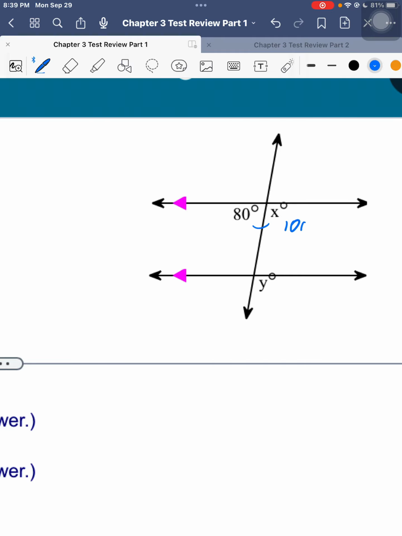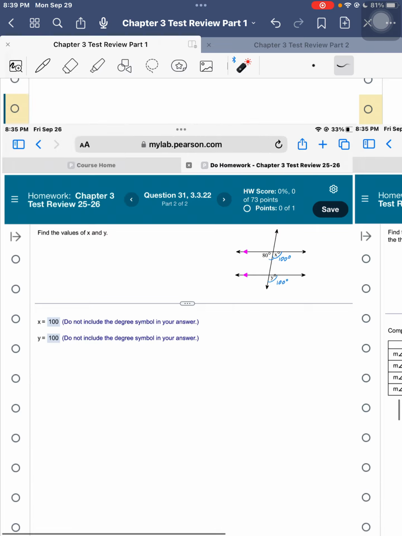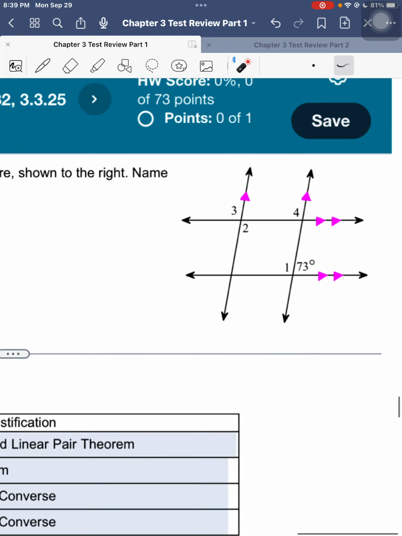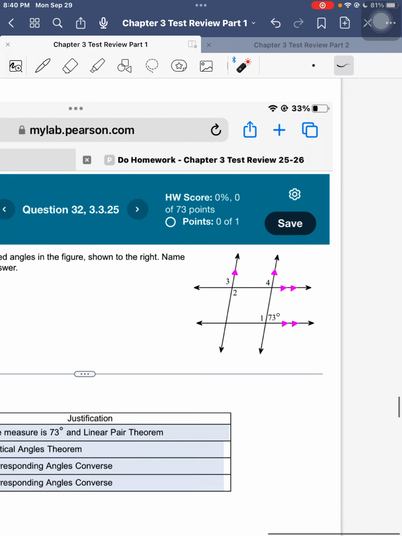Now, what is the value of x? Well, that one's pretty easy because 80 and x form a linear pair. So this is 100. And if x is 100, then what is y? Y is also 100. What's the reason for that? Because x and y are corresponding angles that lie on parallel lines cut by a transversal. So I can say y is 100 because of angle x and the corresponding angles converse.